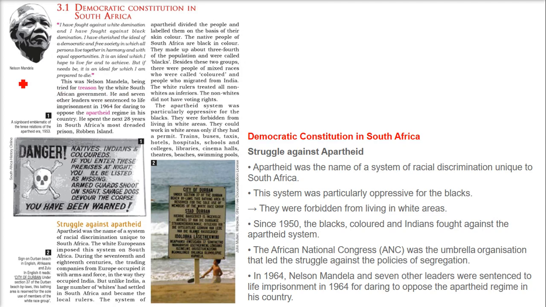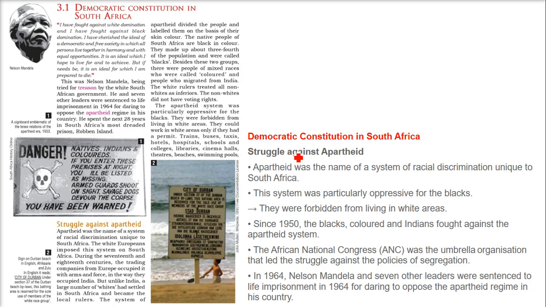But before that, we will talk about Nelson Mandela. He is a very respected leader of South Africa, and also respected all over the world. So what happened? There is a certain thing, apartheid. Apartheid was the main thing in South Africa. Apartheid was the name of a system of racial discrimination unique to South Africa.